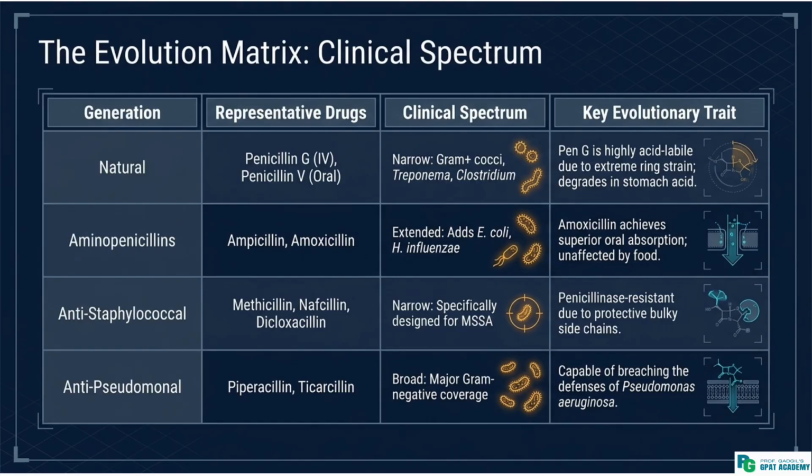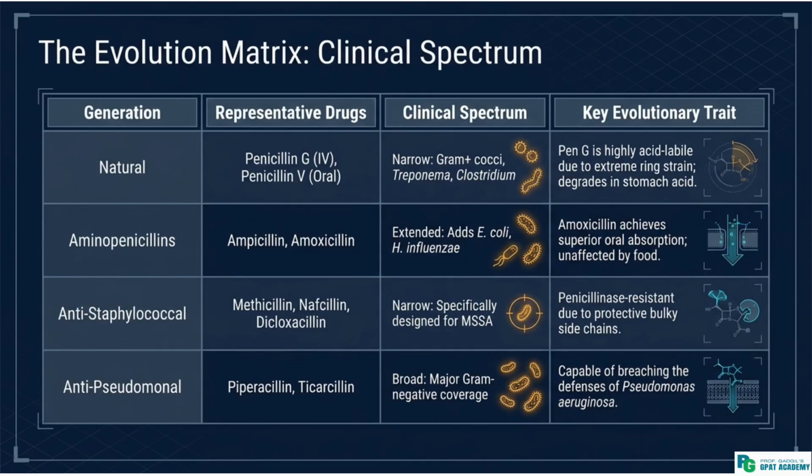Next is the antipseudomonal group, that is carboxypenicillins and ureidopenicillins. Examples include carbenicillin, ticarcillin, and piperacillin. They have broader gram-negative coverage, including Pseudomonas. They are often combined with beta-lactamase inhibitors.